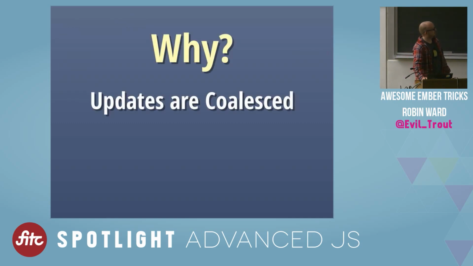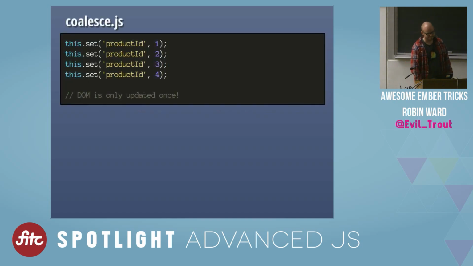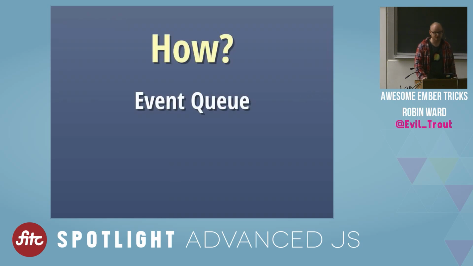The reason is that updates are coalesced in Ember. If you do something like this, where you're setting them all in a row, the DOM is only updated once. Ember is smart enough to know that. How does this work? Well, there's an event queue in Ember.